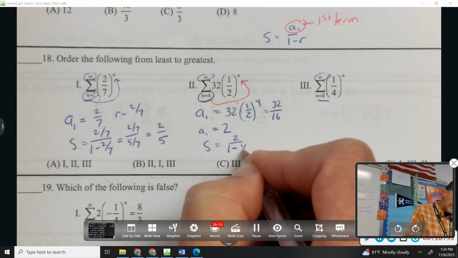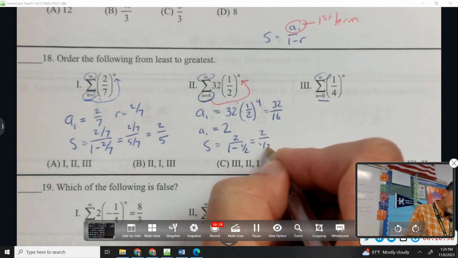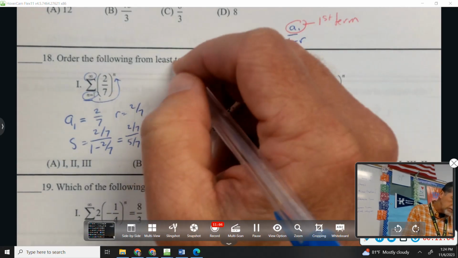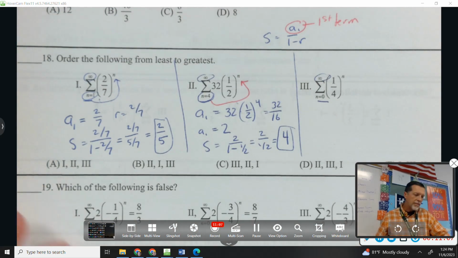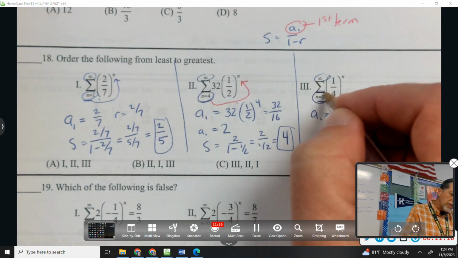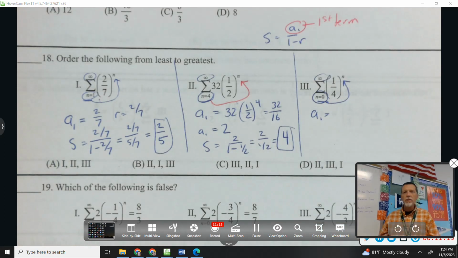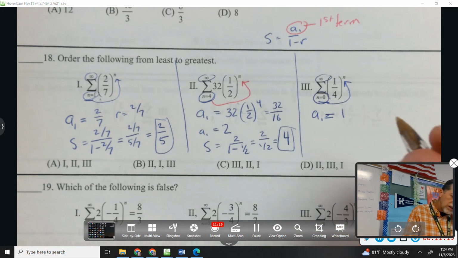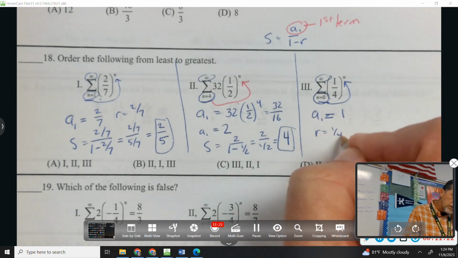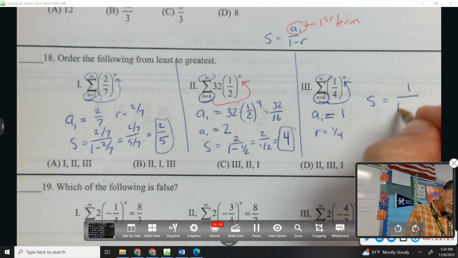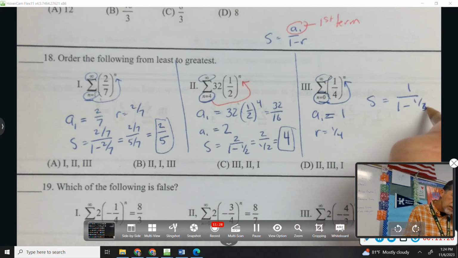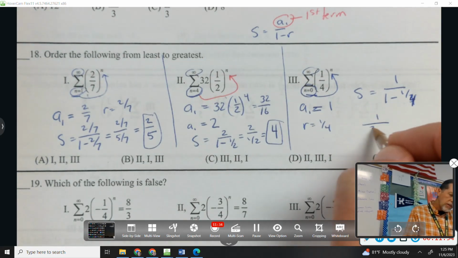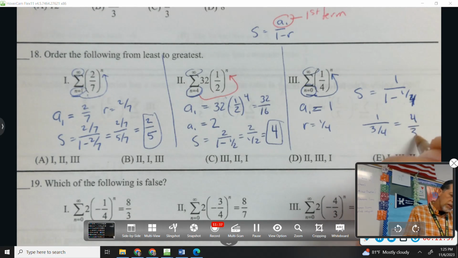And the r is 1/2. So 2 divided by 1/2 is 4. And then lastly, again, it doesn't start with 1, but that's fine. Just plug in the low number, the starting number, because that's what we mean when we say the first term. 1/2 to the 0 is 1. R is 1/4. So S equals 1 over 1 minus 1/4. 1 minus 1/4 is 3/4, and 1 over 3/4 is 4/3.